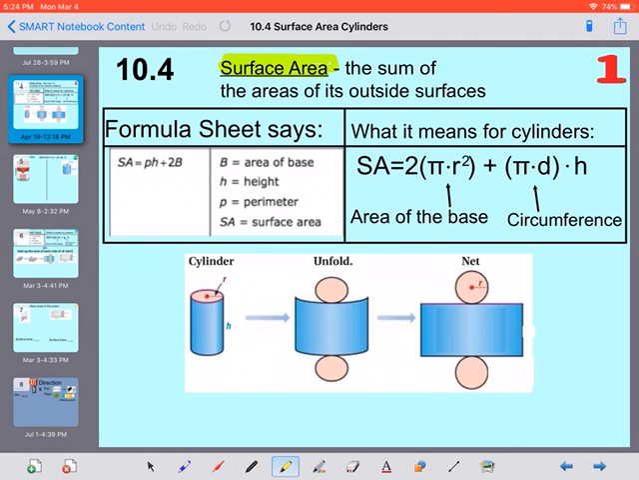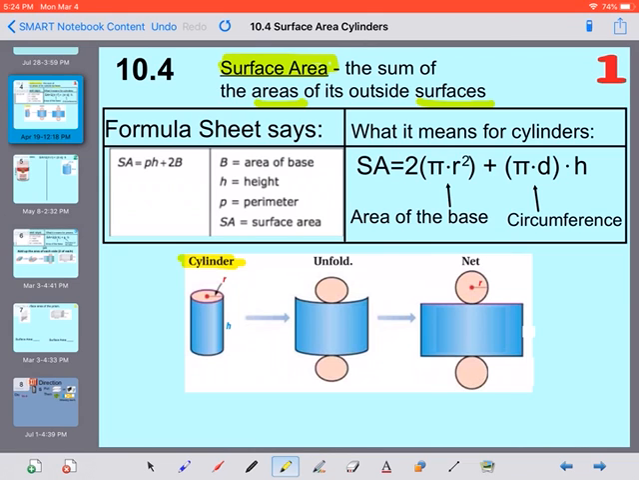Surface area is the sum of the areas of the outside surfaces. So the area of the surface, not what goes on the inside, just the edges. If I'm going to look at this cylinder, it would be how much material is needed to make the container, not how much it holds, okay?